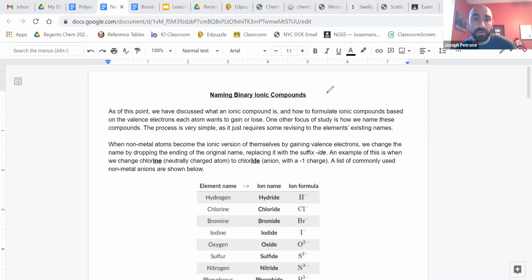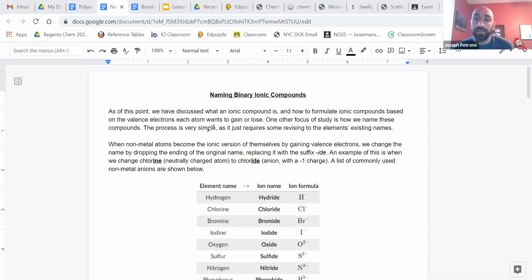So we're going to also focus on how to name these compounds. So the process is pretty simple. We just need to revise some pieces of their name. And we kind of already went through this a little bit. You saw this in that Ed Hustle video about electron dot diagrams. As that video went through, we know that non-metal atoms, when they become the ionic version of themselves, they do that when they gain electrons, when they gain valence electrons.